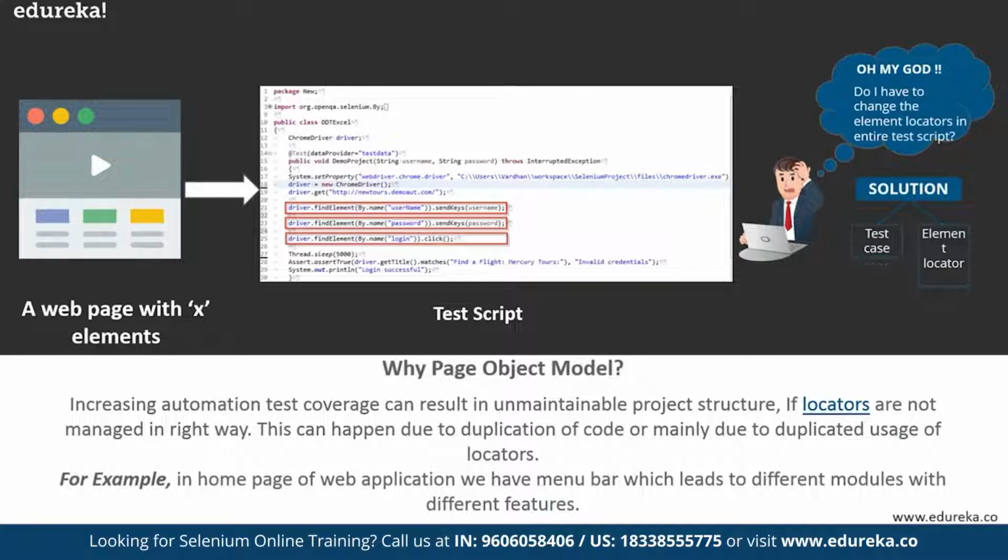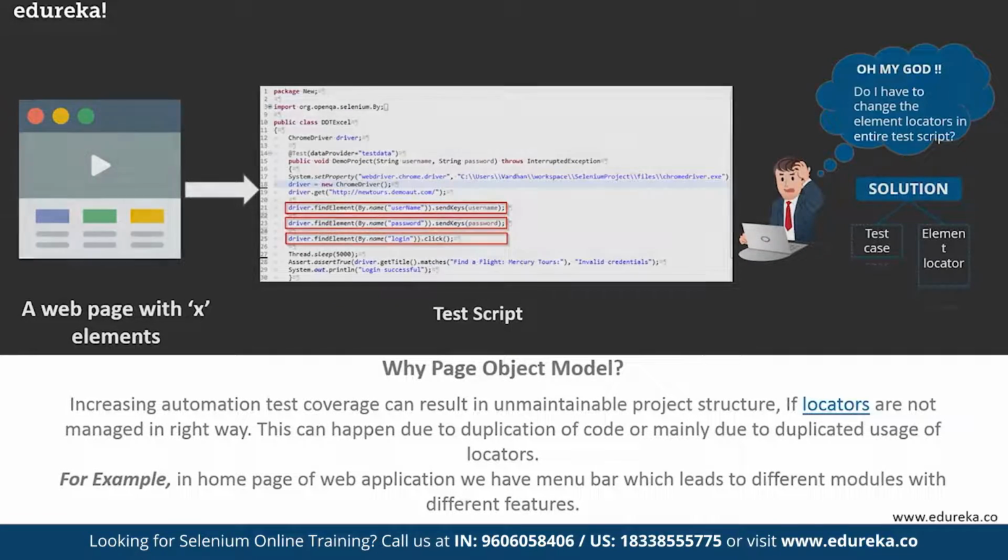So assume that a web page has X elements and you write a test script for that. You might feel it a cumbersome task to change the element locators in the entire script. Yes, it is, of course. So what is the solution that Page Object Model gives you? It writes the element locators in one different class file, and the test case file will be written in another class file. And that is the main motto of the Page Object Model, to help you in updating the code, and that increases the efficiency of the test automation framework. So I hope you understood what is Page Object Model and why do we need it.